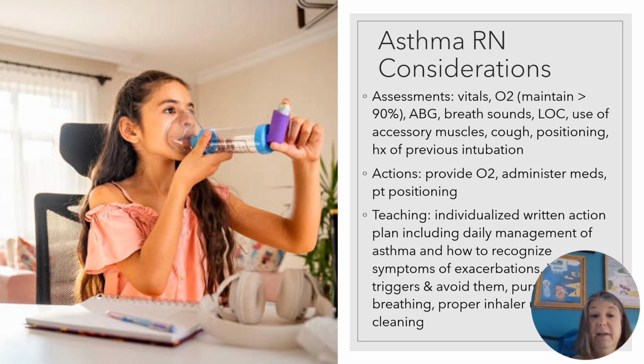Teaching, again with our action plan, right? Avoidance of risk factors, pursed lip breathing. All right, so pursed lip breathing. Remember, our problem is getting CO2 out. So with my pursed lip breathing, I'm going to inhale for 2, exhale for 4. I'm exhaling double the time of my inhalation because I'm hoping to get out more CO2, because that's my problem, all right? Inhale 2, exhale 4.